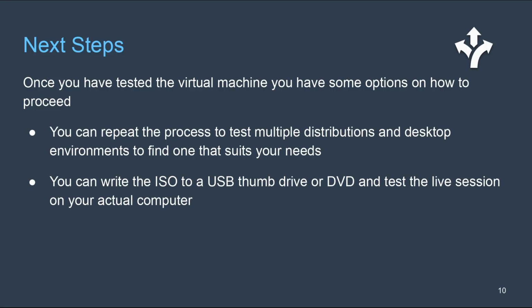Now that you've had a chance to test at least one distribution in VirtualBox, where do you go from here? Well, you can repeat the process and test more distributions to find the one that suits you best, which is not a bad idea at this stage because why not take a little extra time and test the waters, see what's out there. The other thing you can do if you're happy with what you've tested so far is write the ISO to a USB thumb drive or a DVD, depending on how your computer would boot to it, and then go in on your computer and test it.